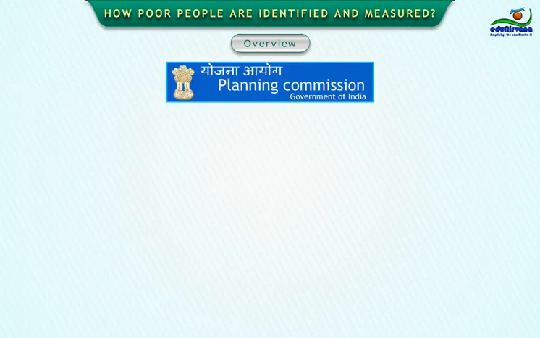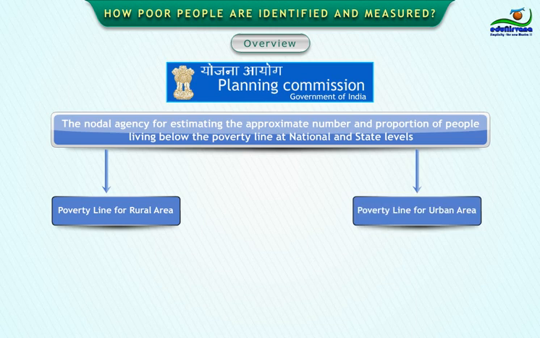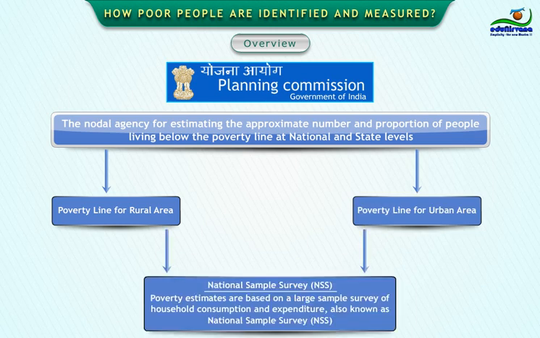The Planning Commission, which is the nodal agency for estimating the approximate number and proportion of people living below the poverty line at national and state levels, publishes a separate poverty line for rural and urban areas. These poverty estimates are based on a large sample survey of household consumption and expenditure, also known as the National Sample Survey (NSS), conducted after an interval of approximately 5 years.